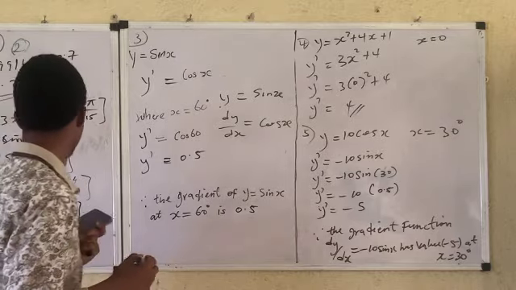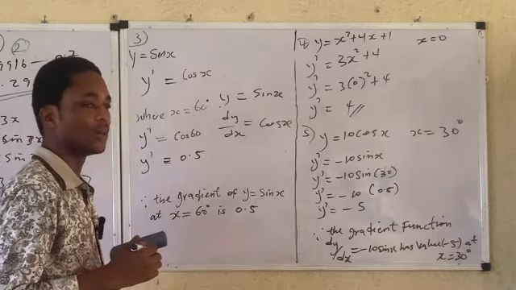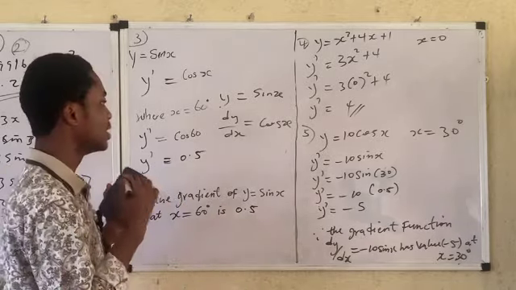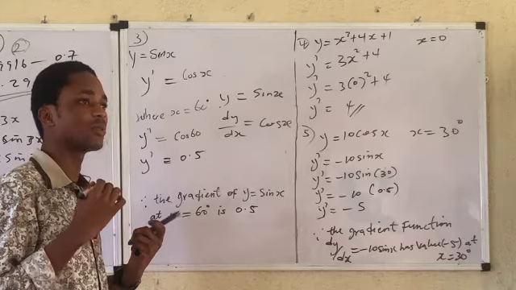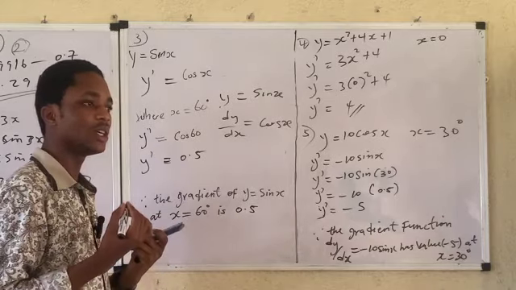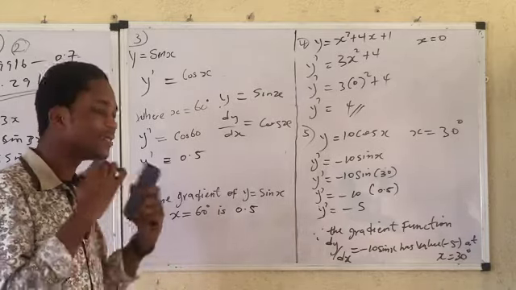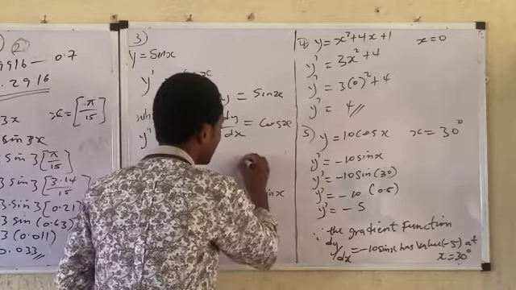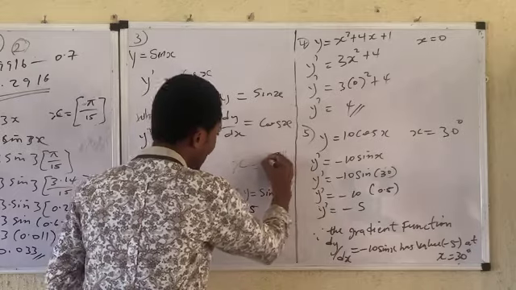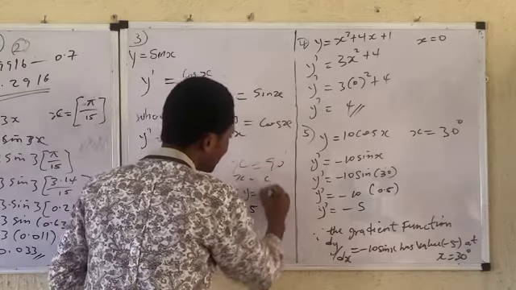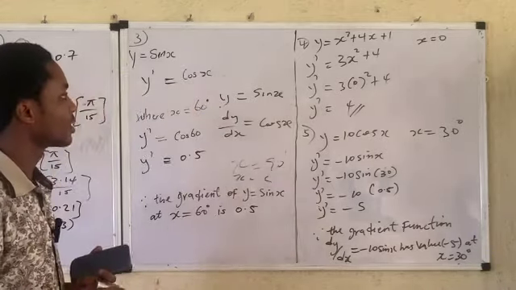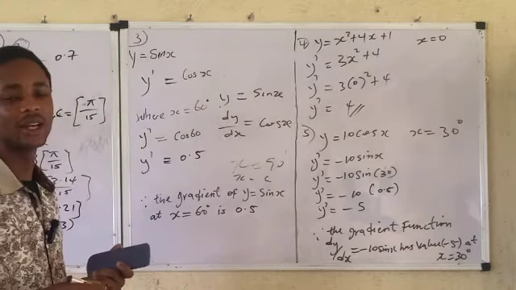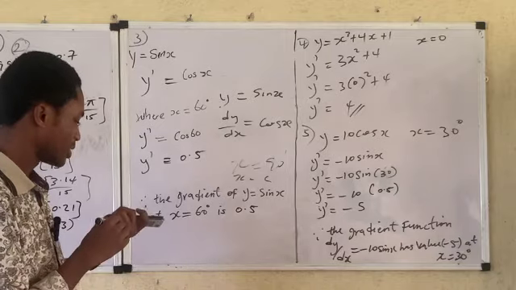Mind you that when dealing with gradient function, we're talking about a curve. The job of the gradient function is essentially that it tells us the gradient of a curve at a given point, at a particular point where x is, the x can be 90, the x can be 60, depending on the question given to you. After your first differentiation, you plug in the value of x. So that is that for gradient function.